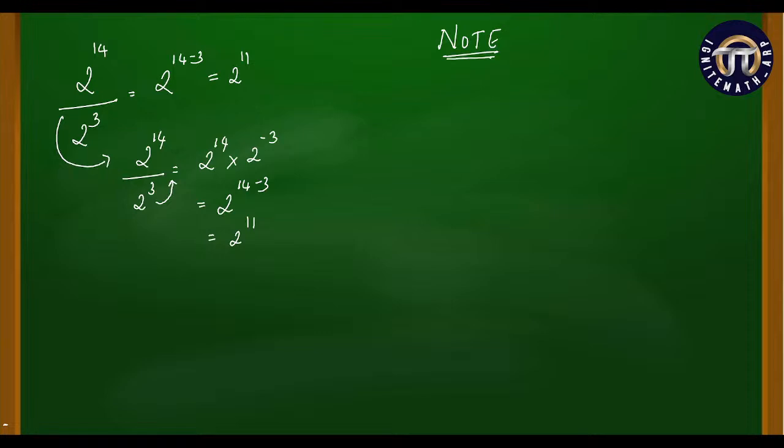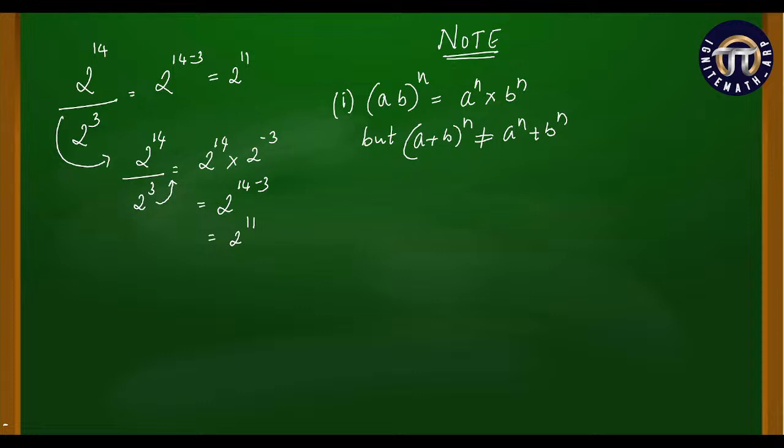What are the different notes you need to remember? First one is, whenever I am multiplying two numbers and raising them to a certain power, for example a into b to the power of n, then it is the same as a to the power of n into b to the power of n. Clear, children? But you should keep in mind that a plus b to the power of n is not equal to a to the power of n plus b to the power of n.